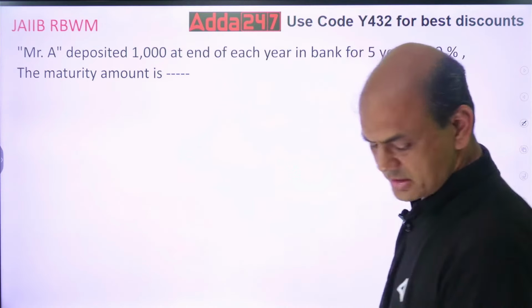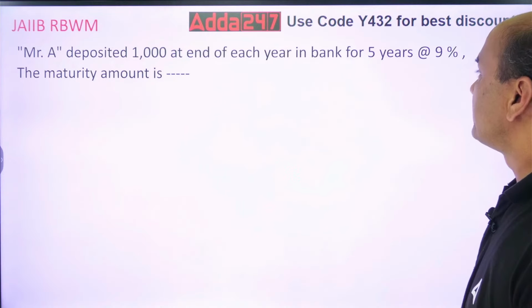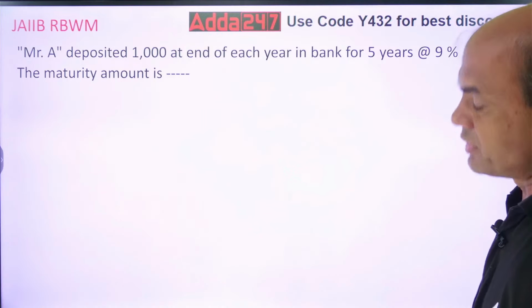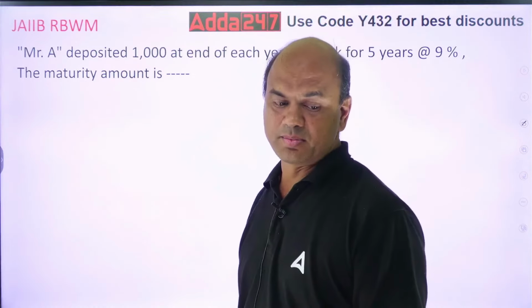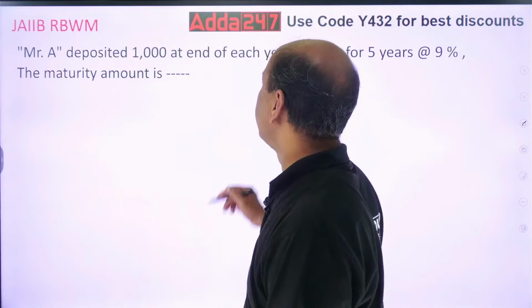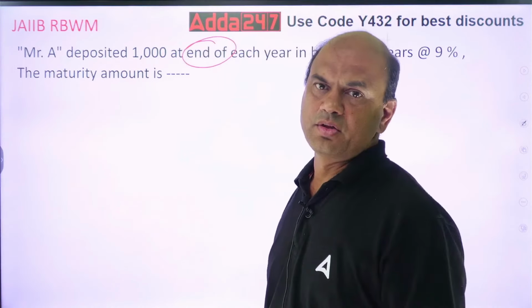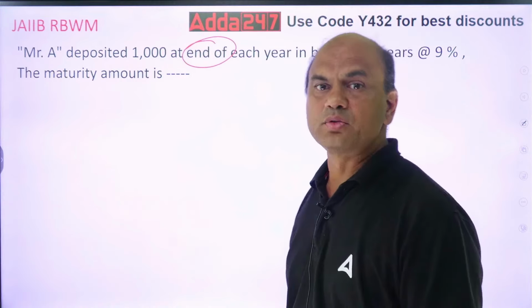Mr. A deposited 1,000 at the end of each year in a bank for 5 years at 9%. The maturity amount is, now look at this. This is an annuity because here, what is the difference? The difference over here is A has deposited at the end of each year. So when we say end of each year, it is known as annuity.